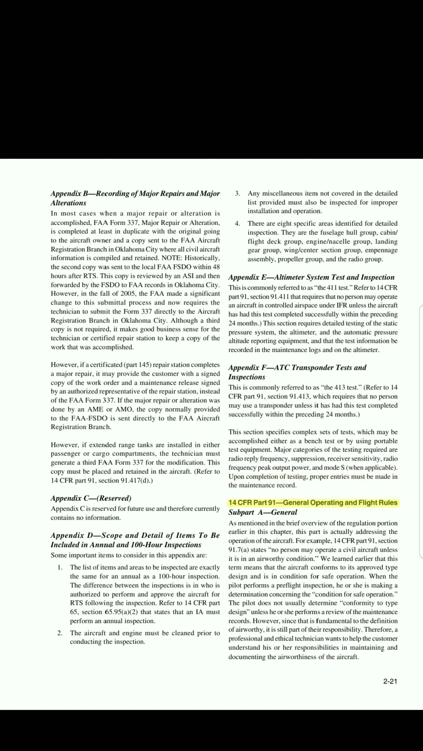14 CFR Part 91, General Operating and Flight Rules. Subpart A. As mentioned in the brief overview of the regulation portion earlier in this chapter, this part is actually addressing the operation of the aircraft. For example, 14 CFR Part 91, Section 91.7(a) states, no person may operate a civil aircraft unless it is in an airworthy condition.